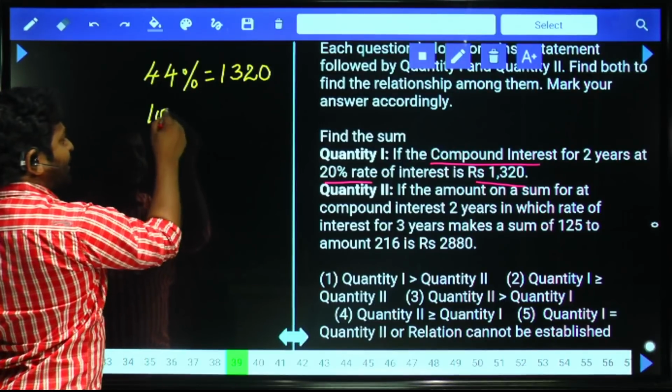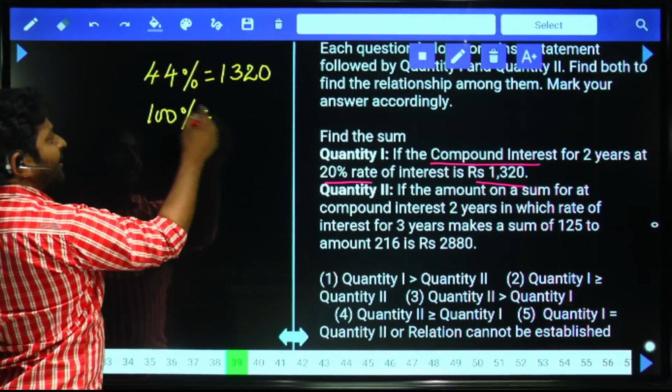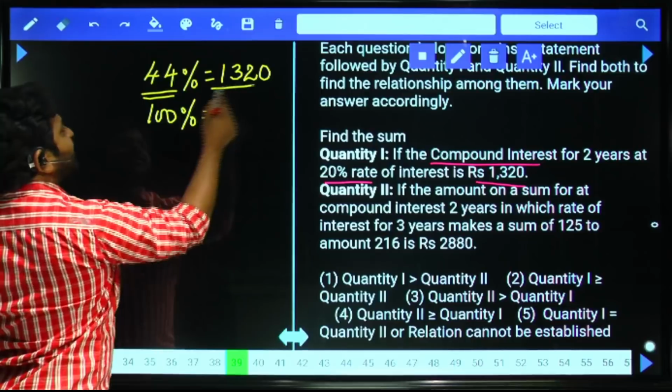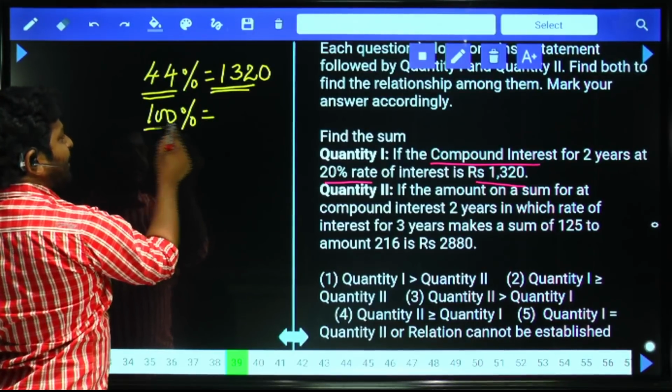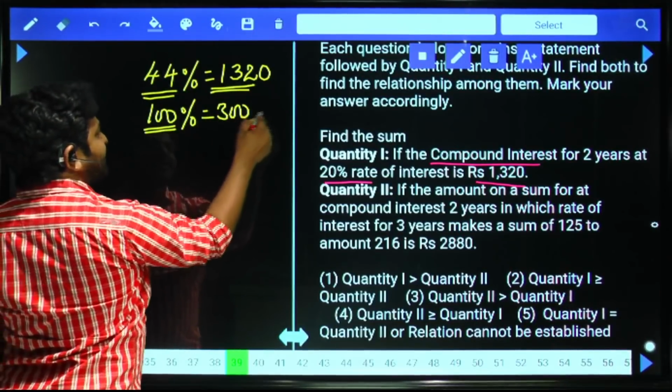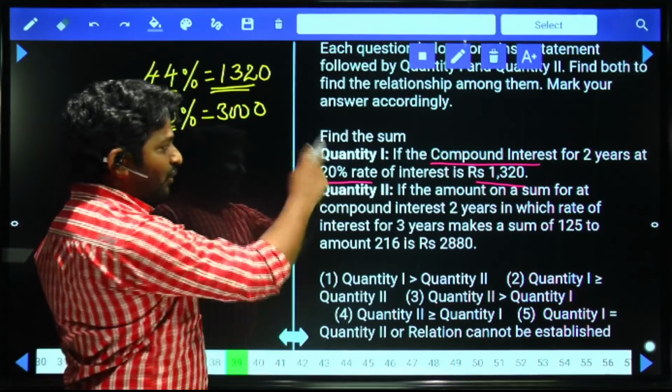Your question is to identify the sum, that is principal, 100%. 44 3 times and then 0. 100 3 times and then 0. So that is 3000. Q1 is 3000.